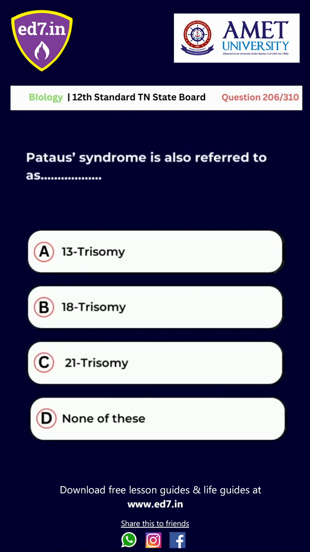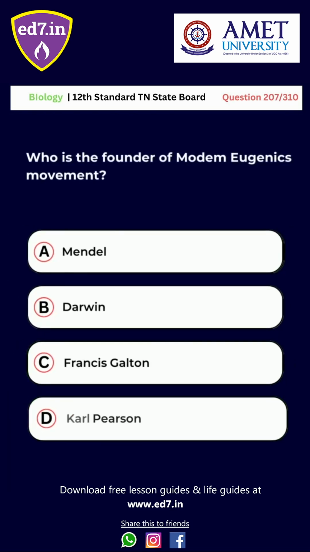Question number 206. Patau syndrome is also referred to as A, 13 trisomy, B, 18 trisomy, C, 21 trisomy, D, none of these. And the right answer for this question is option A, 13 trisomy.